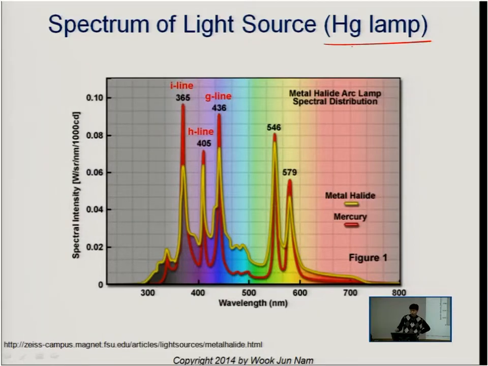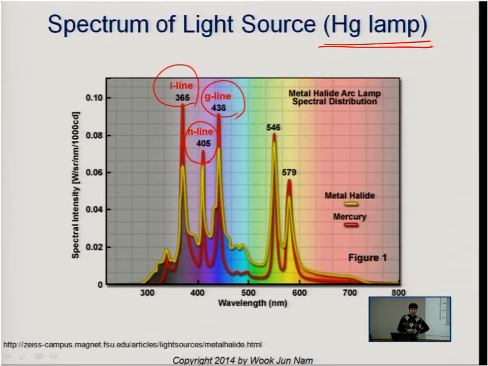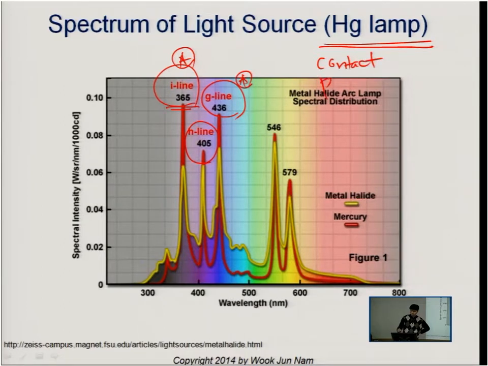This is the mercury lamp. With a proper filter, we can select this wavelength of light, this wavelength, and this wavelength. Since these wavelengths are so important, people just call them the G-line spectrum or I-line spectrum. The I-line spectrum is used for most of the contact or proximity lithography. Using these wavelengths, people can achieve around 1 micrometer of feature size.